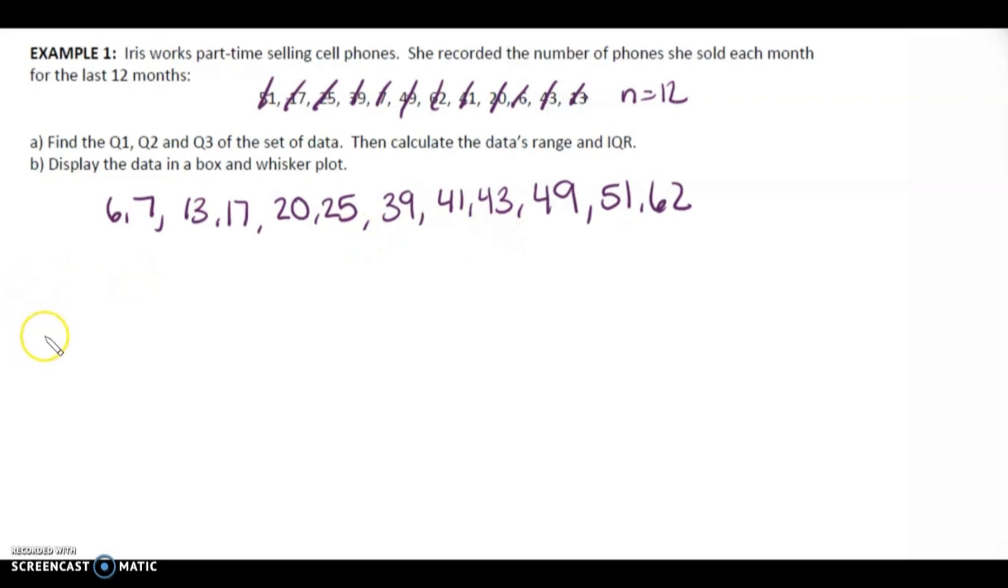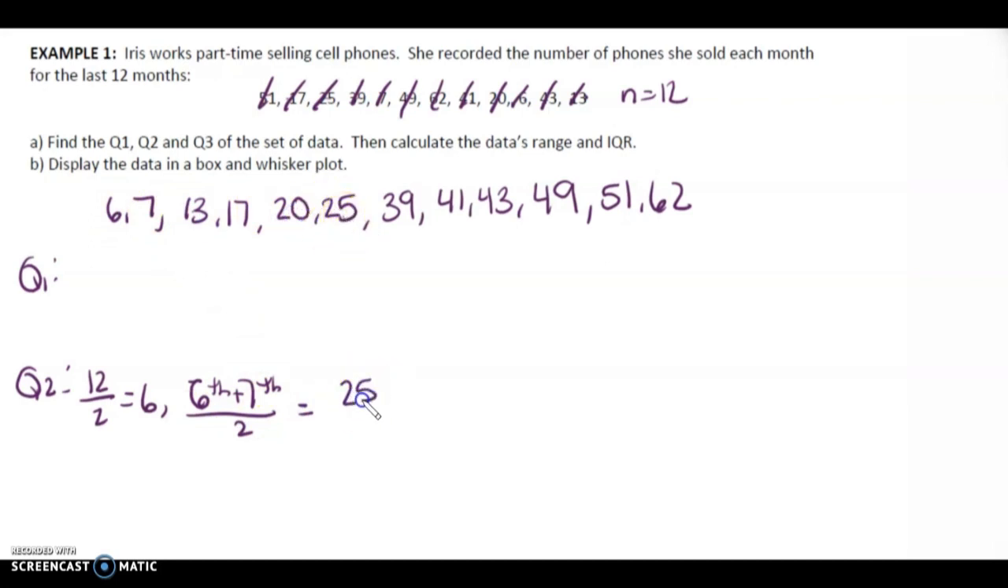So let's do Q2 first, okay? So Q1, I'm going to leave a little bit of space. Let's do Q2. So 12 divided by 2 is going to be 6. So we have to take the average of the 6th and the 7th term, okay? So 1, 2, 3, 4, 5, 6. The 6th term is 25, and the 7th term is 39, okay? And we're going to go ahead and add those together. So we get 64, and then we're going to divide by 2. So this is going to be our Q2, and our number is 32.